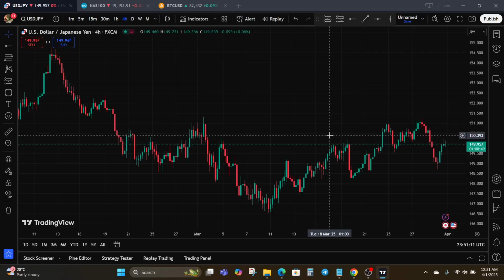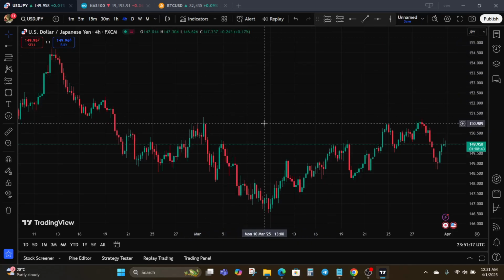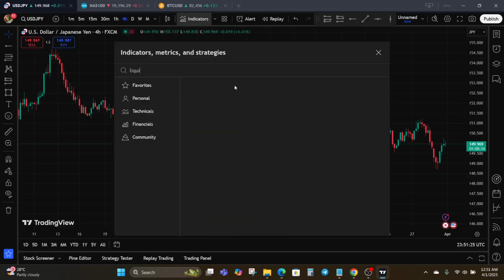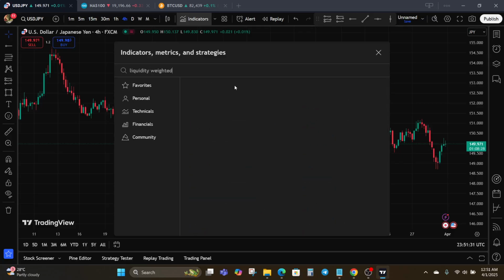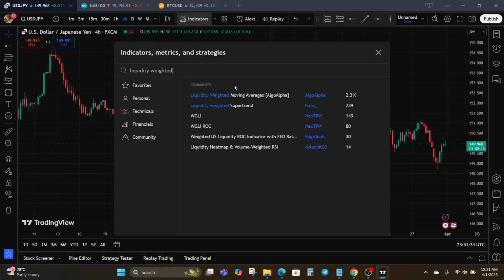In this particular video, we're just going to be diving into the liquidity weighted super trend indicator. It's quite a powerful upgrade that improves trend signals by factoring in market liquidity. So let's quickly add the indicator to the chart right now. The liquidity weighted super trend indicator.